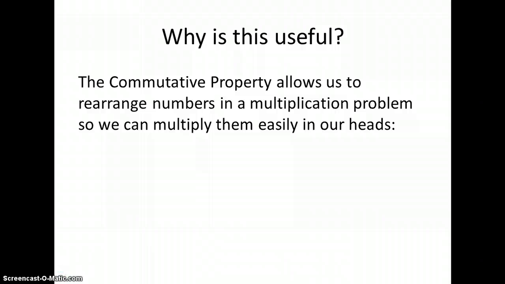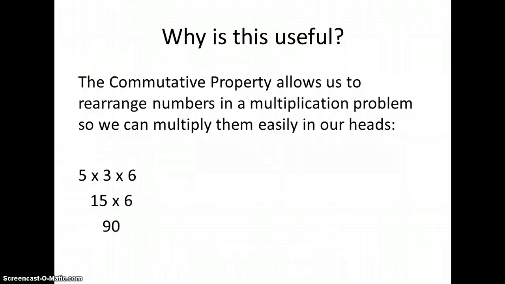So why is this useful? Well, the commutative property allows us to rearrange numbers in a multiplication problem so we can multiply them easily in our head. Let's look at an example. 5 times 3 times 6. Using the order of operations, I would have to multiply 5 times 3 first to get 15, and then multiply 15 by 6. Now, I might not know what 15 times 6 is, so I might have to use some scratch work. But either way, I would figure out that 15 times 6 equals 90.